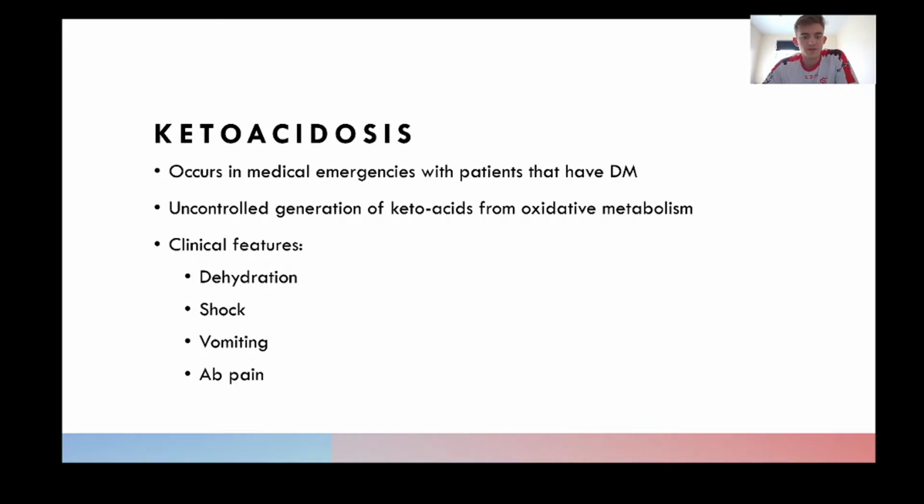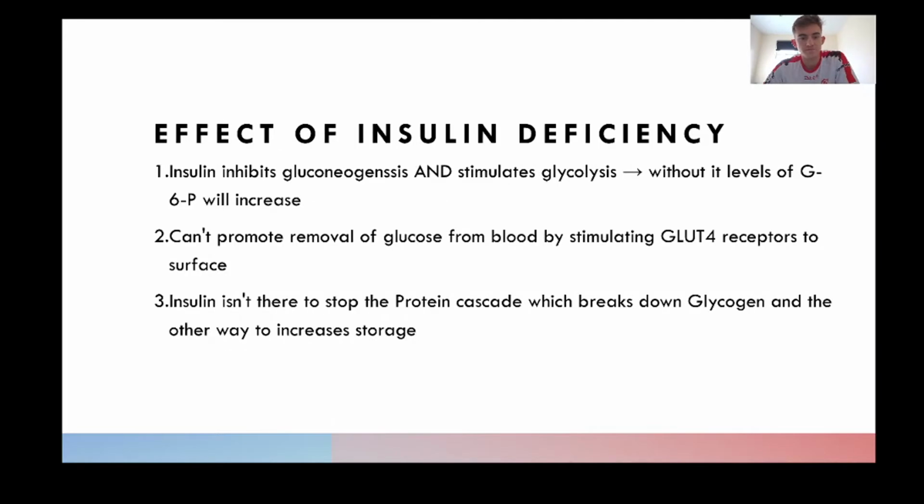So we've got ketoacidosis, as we mentioned in the previous lectures. This is what happens in the medical emergencies with patients that have diabetes mellitus, and that's this uncontrolled generation of keto acids from oxidative metabolism. So we talked about that pathway controlled by malonyl CoA via that CPT1 enzyme. And the clinical features are dehydration, shock, vomiting, and abdominal pain.